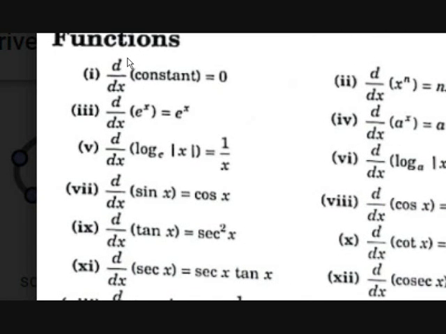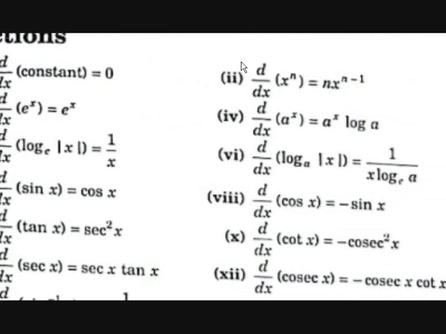Okay, the first one is the derivative of a constant is zero, because a constant curve does not change with respect to any arguments. And d by dx of x power n is n into x power n minus 1. Okay, you can easily prove that. We learned about the basic formula for finding derivative in the previous heading, right? Learn that. It is the same with this. If you learn that, you can prove all these formulas on your own.